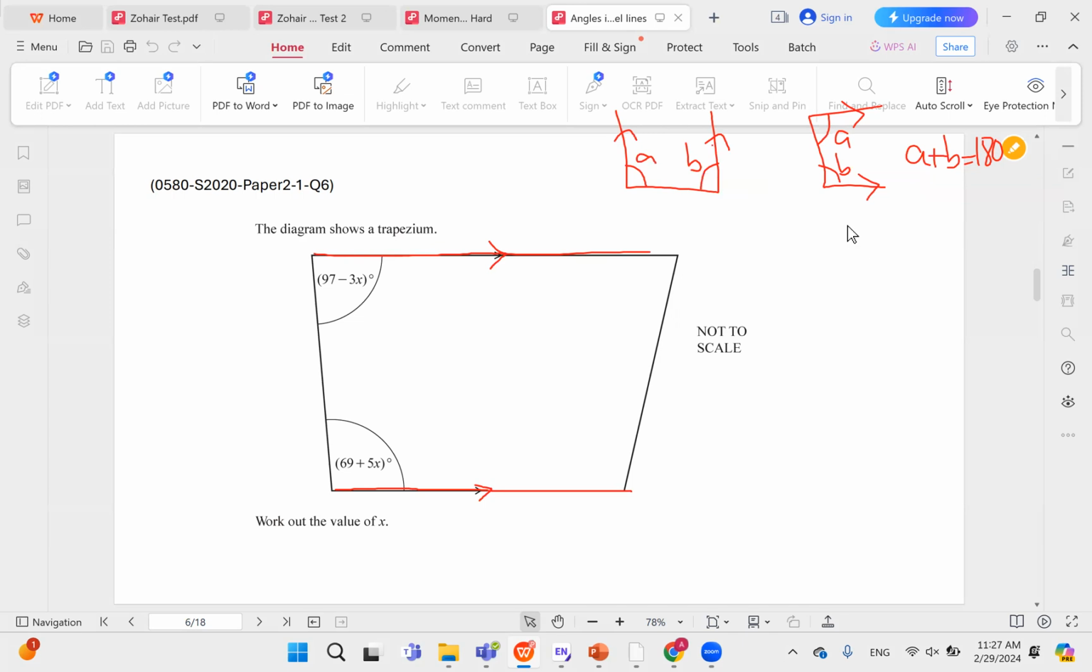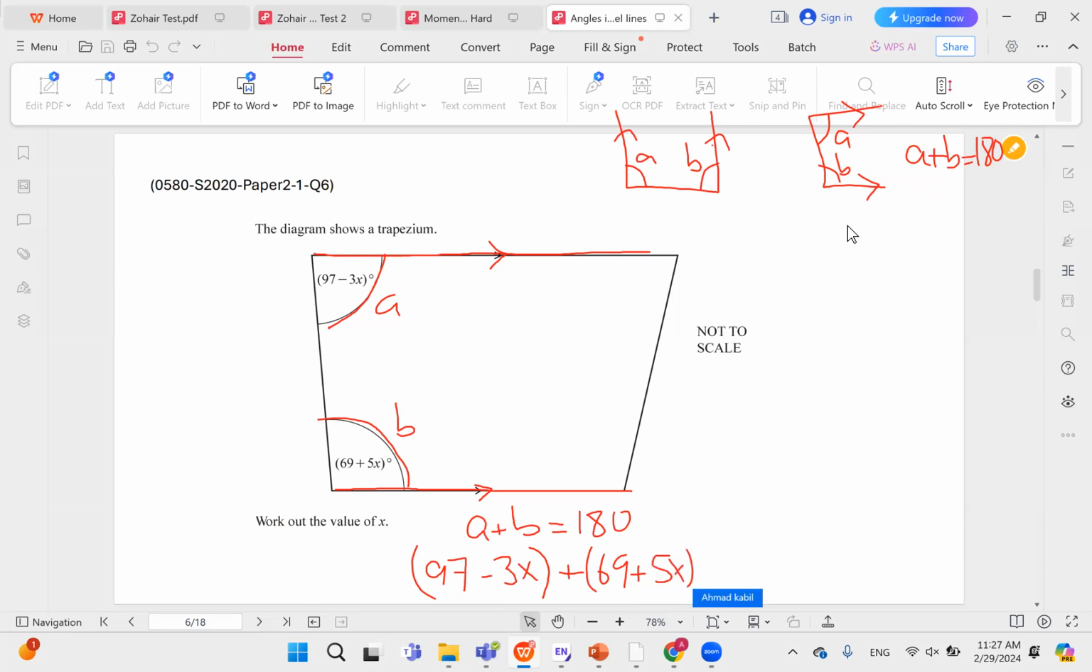So in our case, let's call this angle A. Let's call this angle here B. So A plus B equals 180. So 97 minus 3x plus 69 plus 5x equals 180. Now, let's expand and simplify. So we have 97 minus 3x plus 69 plus 5x equals 180.